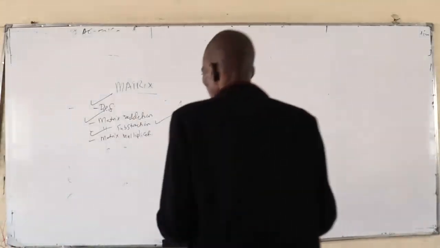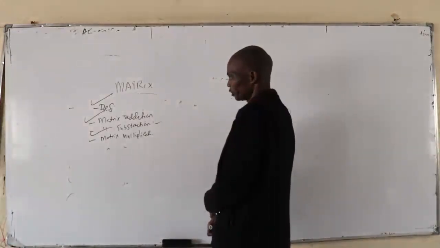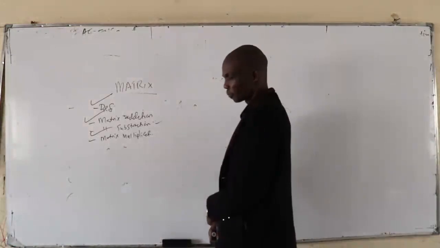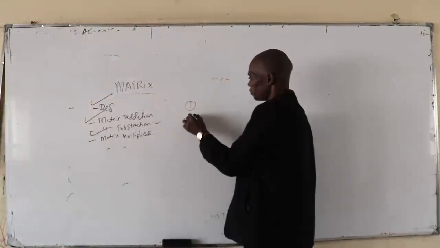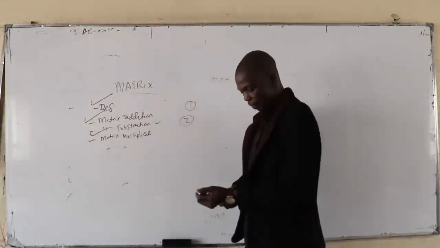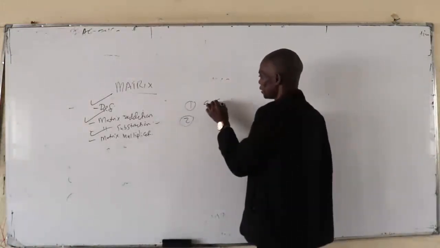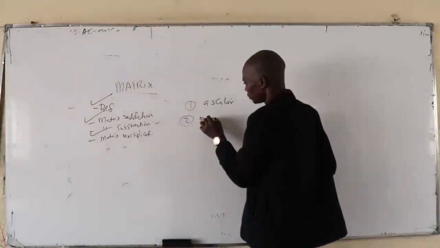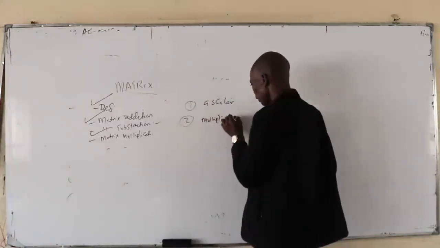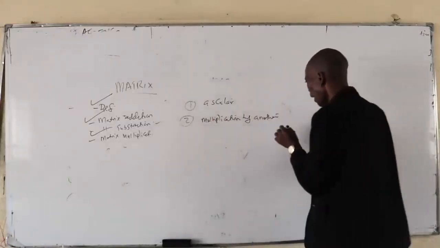So we are on matrix addition, subtraction. So we are on multiplication. On multiplication, there are two ways in which you're able to multiply a matrix. The first one is by use of what you call a scalar. And the other one is multiplication by another matrix.